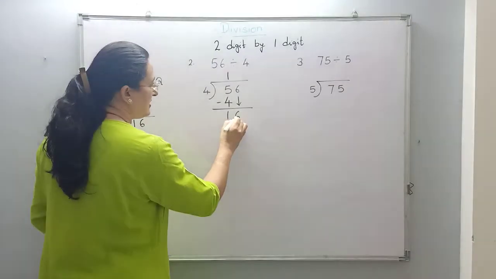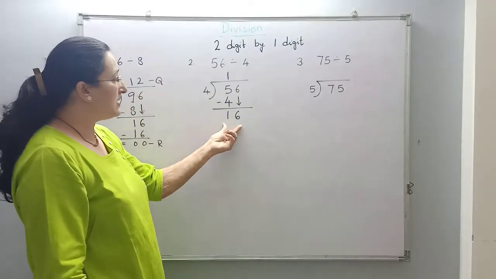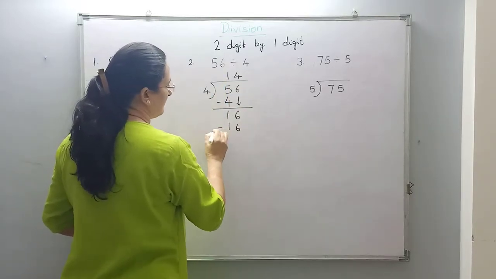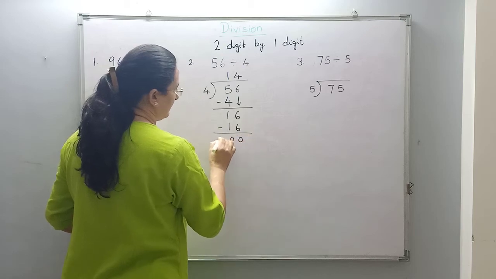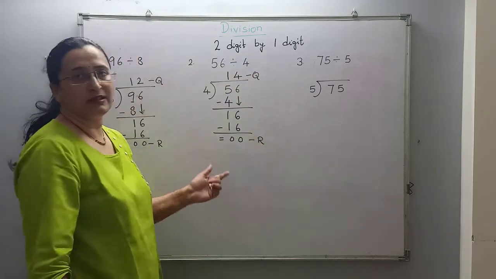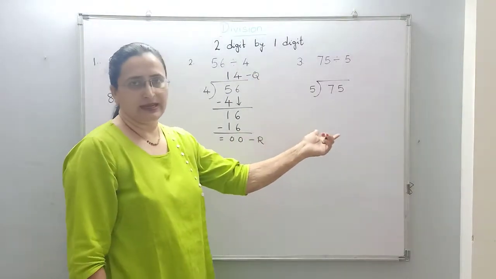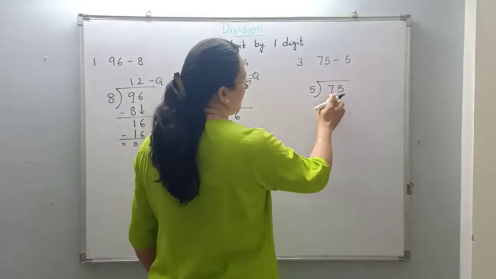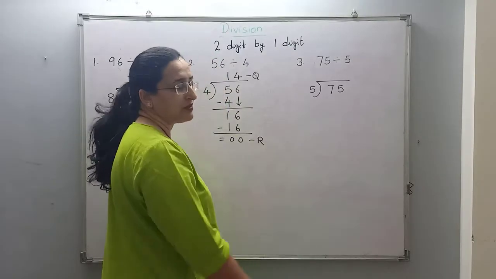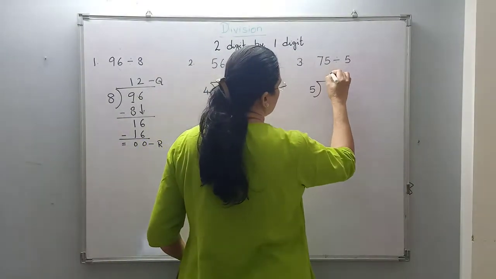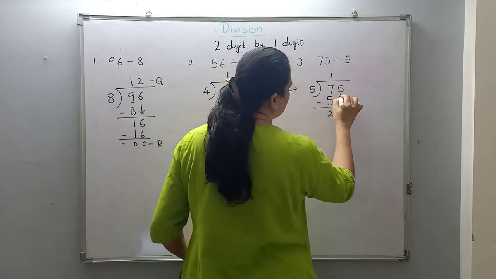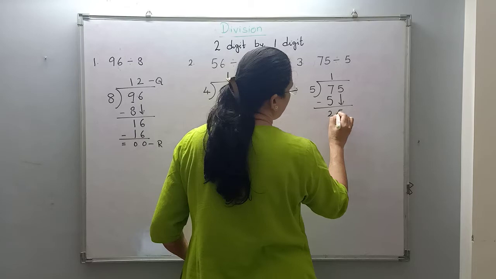It's become 16. Now when it's become 16, we know it is 4 4s are 16. So the quotient is 14 and the remainder is 0. Let us see another example. 75 divided by 5. Again 7 is greater than 5. So we will be dividing 7 first and it is 5 1s are 5. 2 remains and we bring this 5 down.